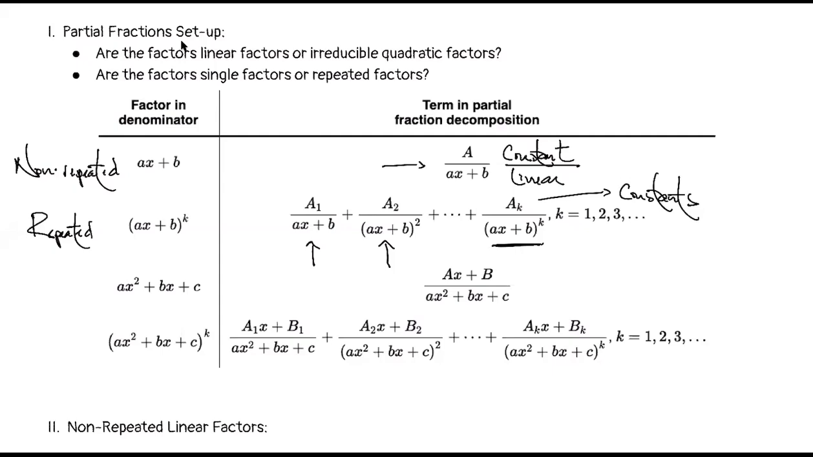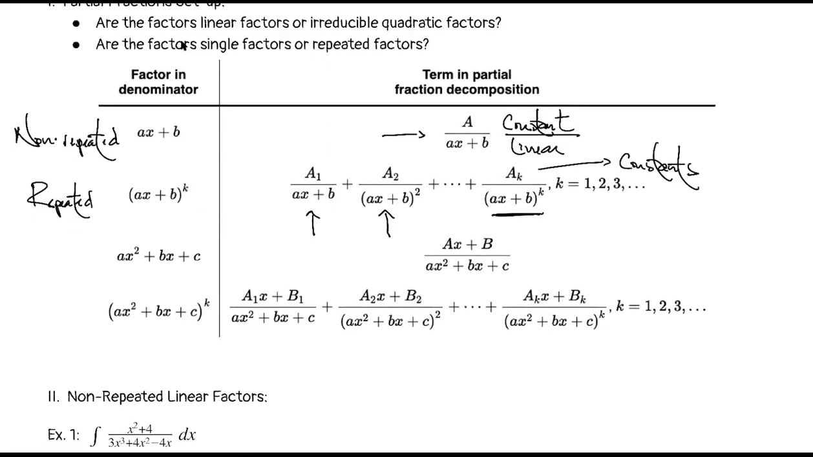Now, this particular textbook does it as a sub 1, a sub 2, but you could certainly do it as like a, b, c, d. That's what I tend to do. I tend to use a different letter for each one, okay? So these first 2 are what happens if you have linear factors in the denominator.